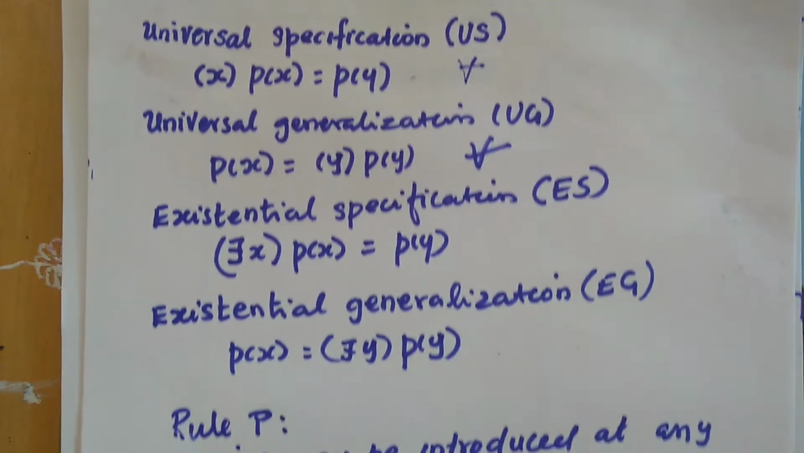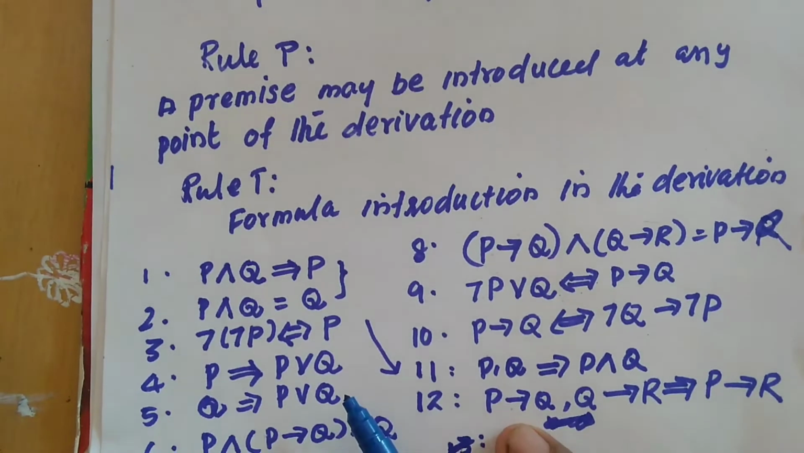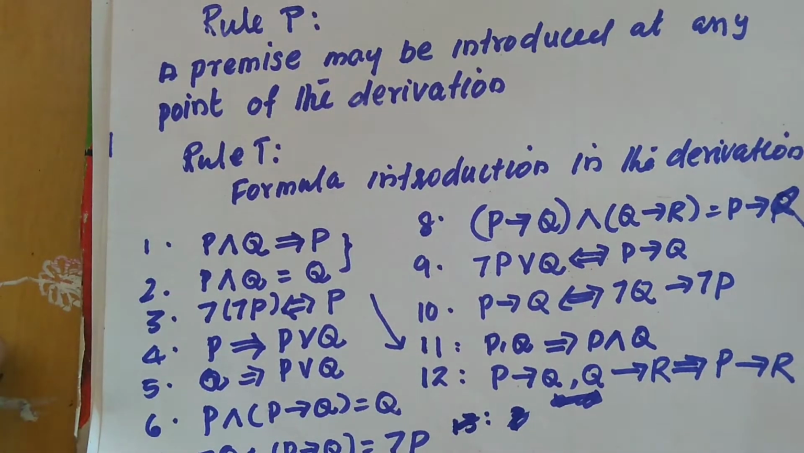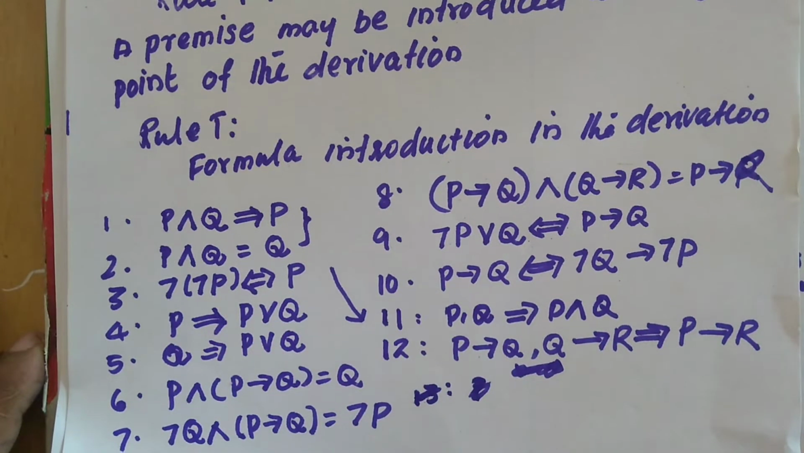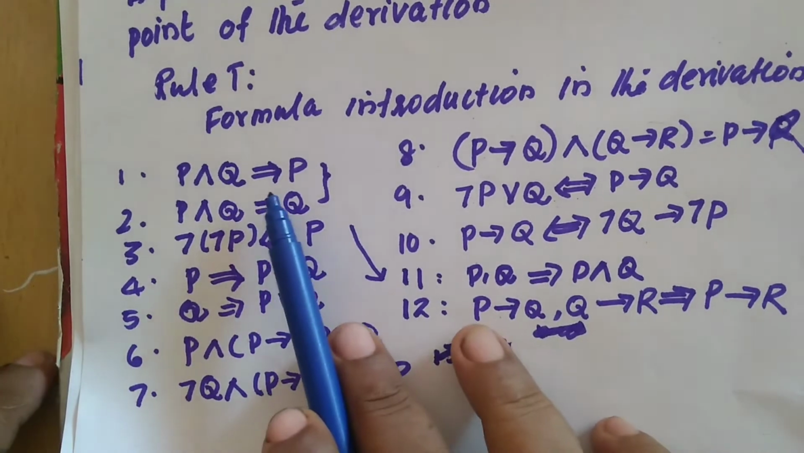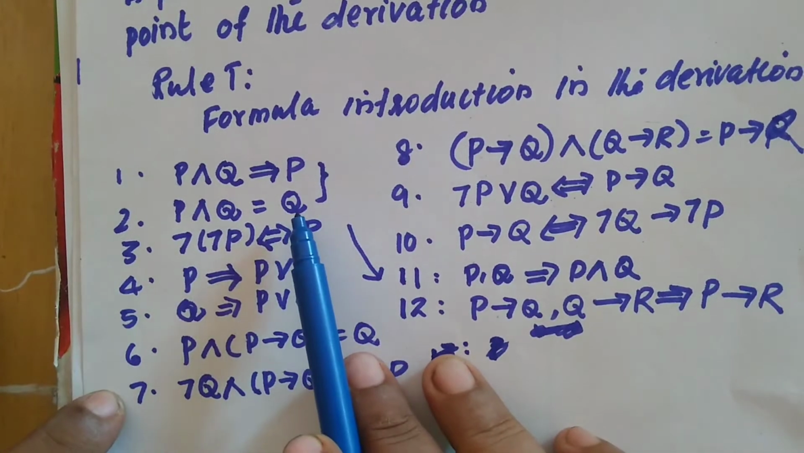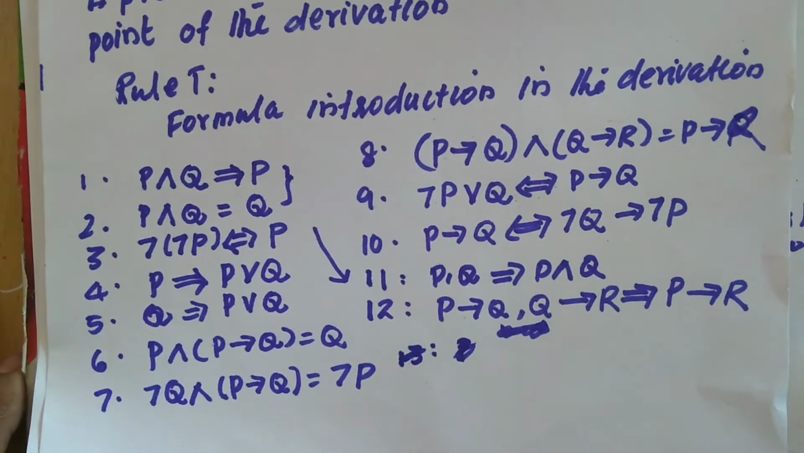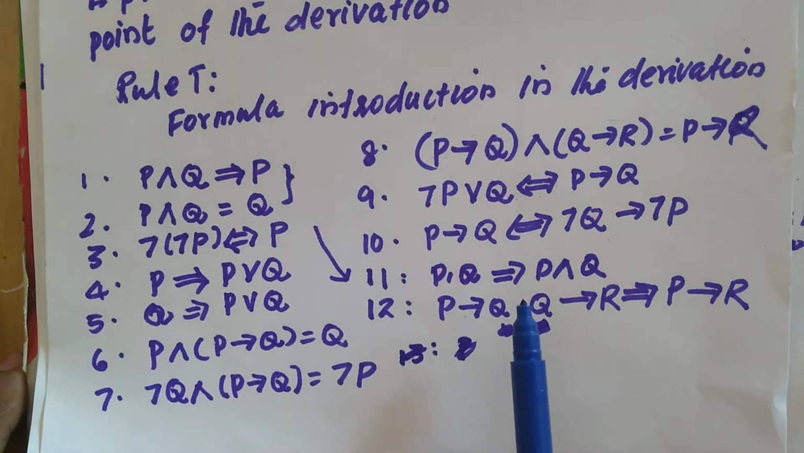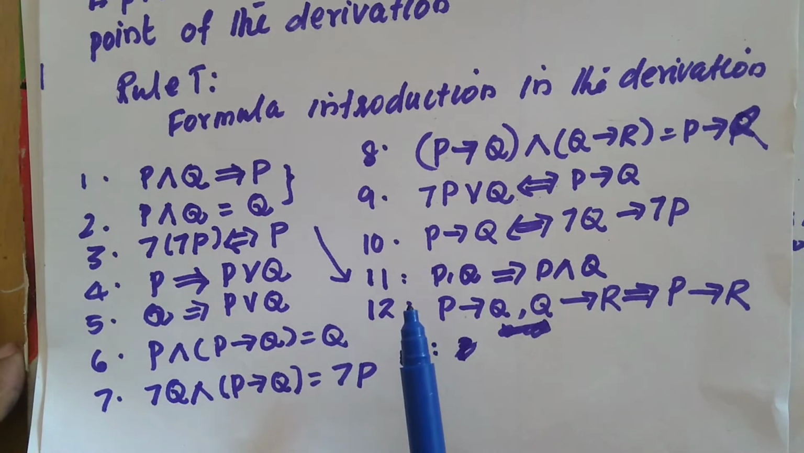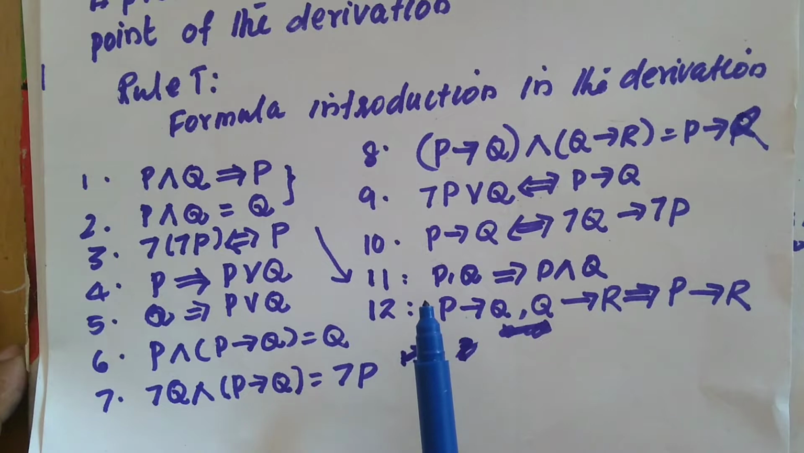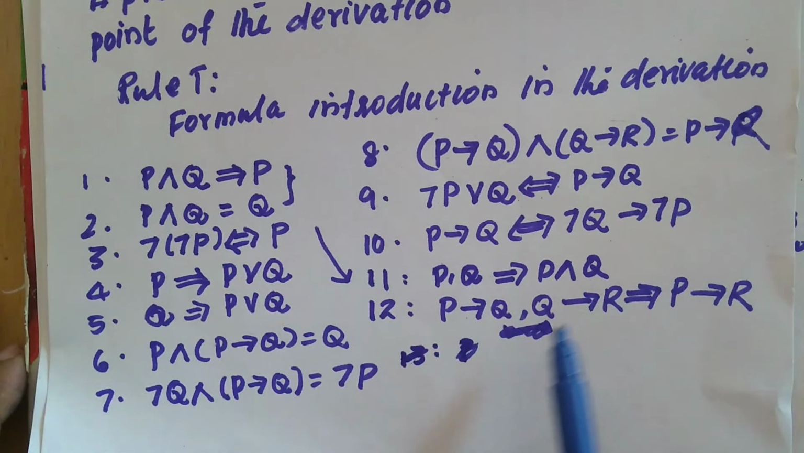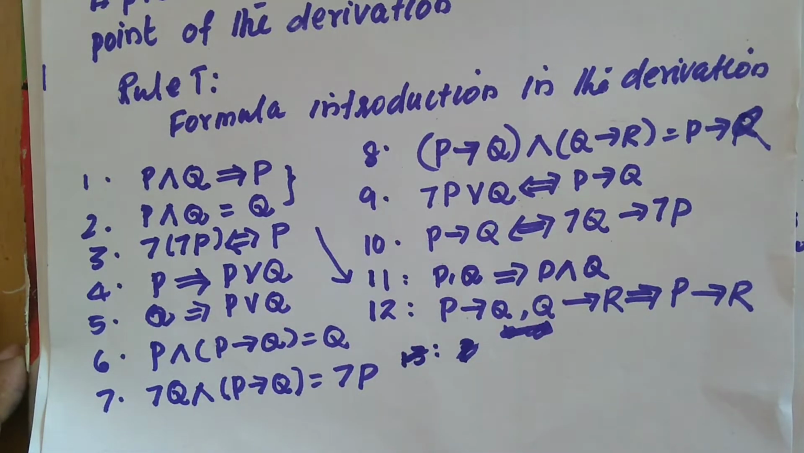For these types of problems we need some formulas. The formulas are this: P and Q implies P, P and Q implies Q, etc. These formulas you have to learn by heart. We use them in almost all problems in this mathematical logic. So you have to learn these formulas by heart. Let us go through an example.